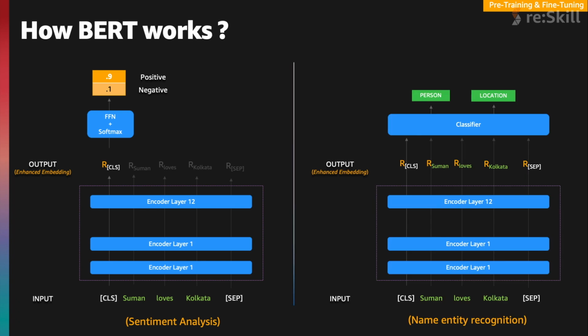Similarly, for any other task like named entity recognition, we can use the BERT pre-trained model and fine-tune it with a classifier. Then, the classifier can return the category the named entity belongs to. Just like this, we can fine-tune the pre-trained BERT model for several downstream tasks.